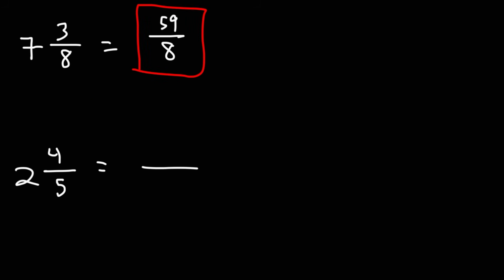For the next one, let's rewrite the 5. 2 times 5 is 10, plus 4, that's 14. So it's going to be 14 over 5. So that's how you can convert a mixed number back into an improper fraction.